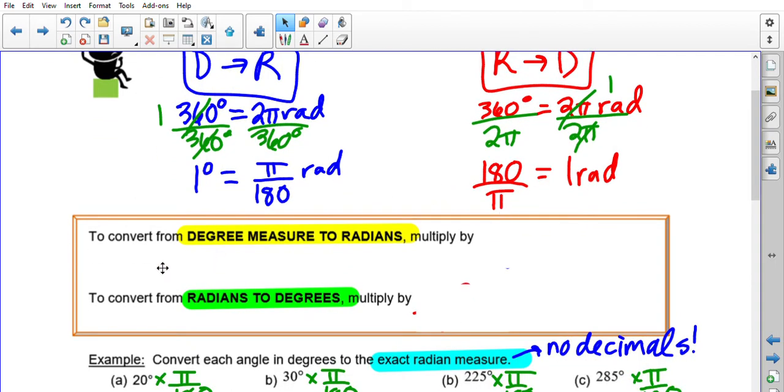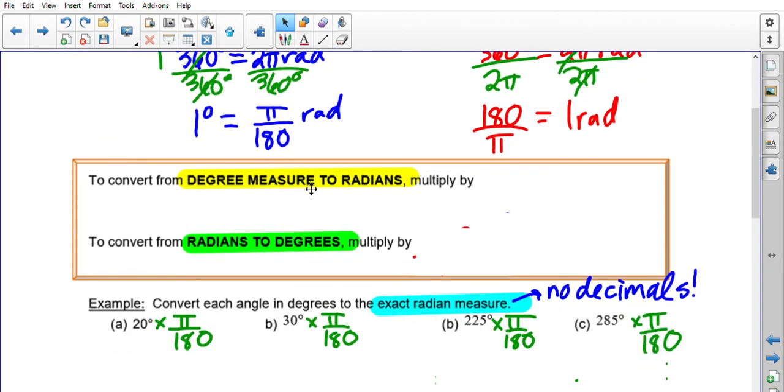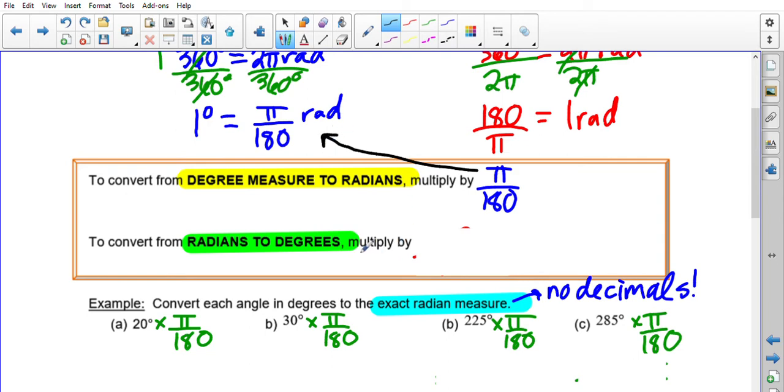All right, so if I ask you to convert from degree measure to radian measure, so if you're going from degrees to radians, that means you have to multiply your degree measure by pi over 180. All right, so we're getting that from here. And then vice versa, if you're going from radians to degrees, then you have to multiply by 180 over pi. Okay, that's what we got from right here.